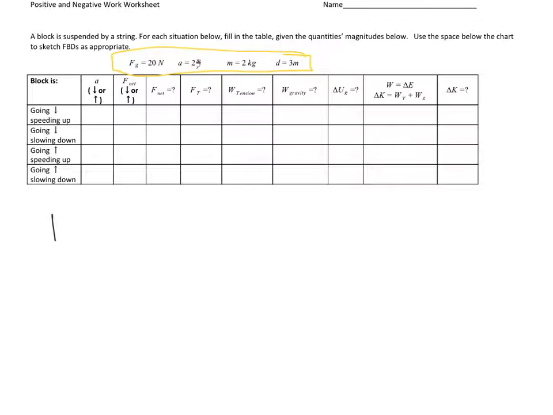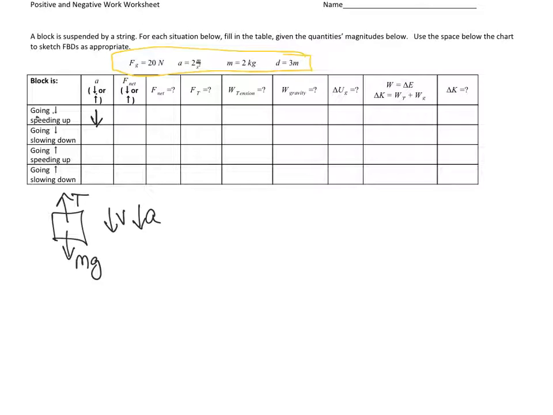Okay, so it's a block suspended by a string. So we've got mg down and we've got tension up. And we have 4 different situations. I'm just going to do the whole row for this first situation, so you can see what these columns are about. It says it's going down, so that's V, but it's speeding up. If it's speeding up, then A is in the same direction as V. So this thing asks for the direction of A, and so it's down.